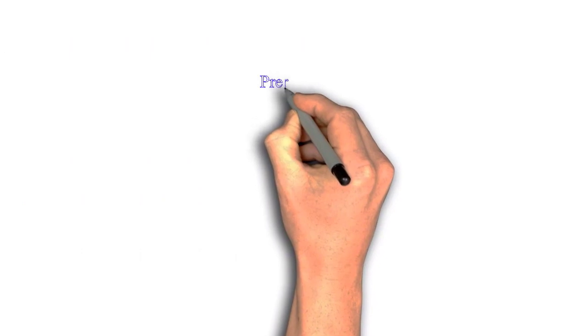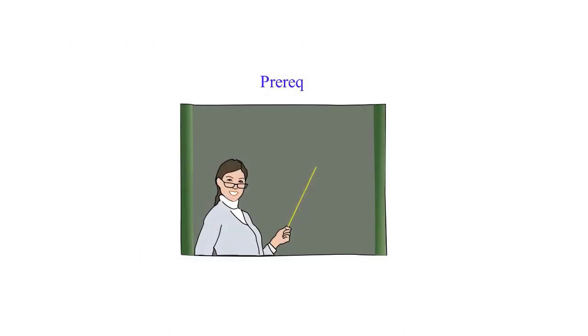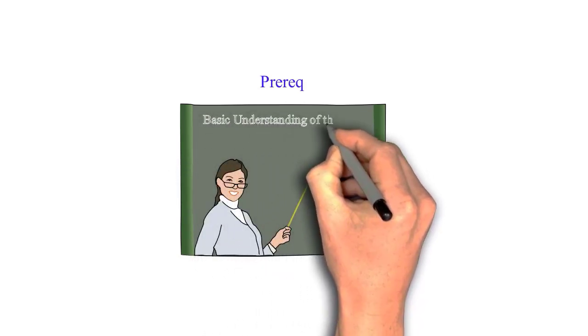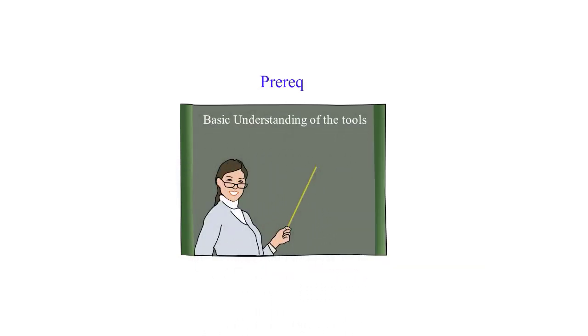Now, just a little word of caution. Because this course is not a comprehensive tools course, some familiarity about what these tools are and what role they play in a typical DevOps cycle is definitely expected. I don't expect you to be an expert in Jenkins or Docker or Ansible, but it is recommended that you know what Jenkins is, what a Docker image is, what Ansible is, etc.